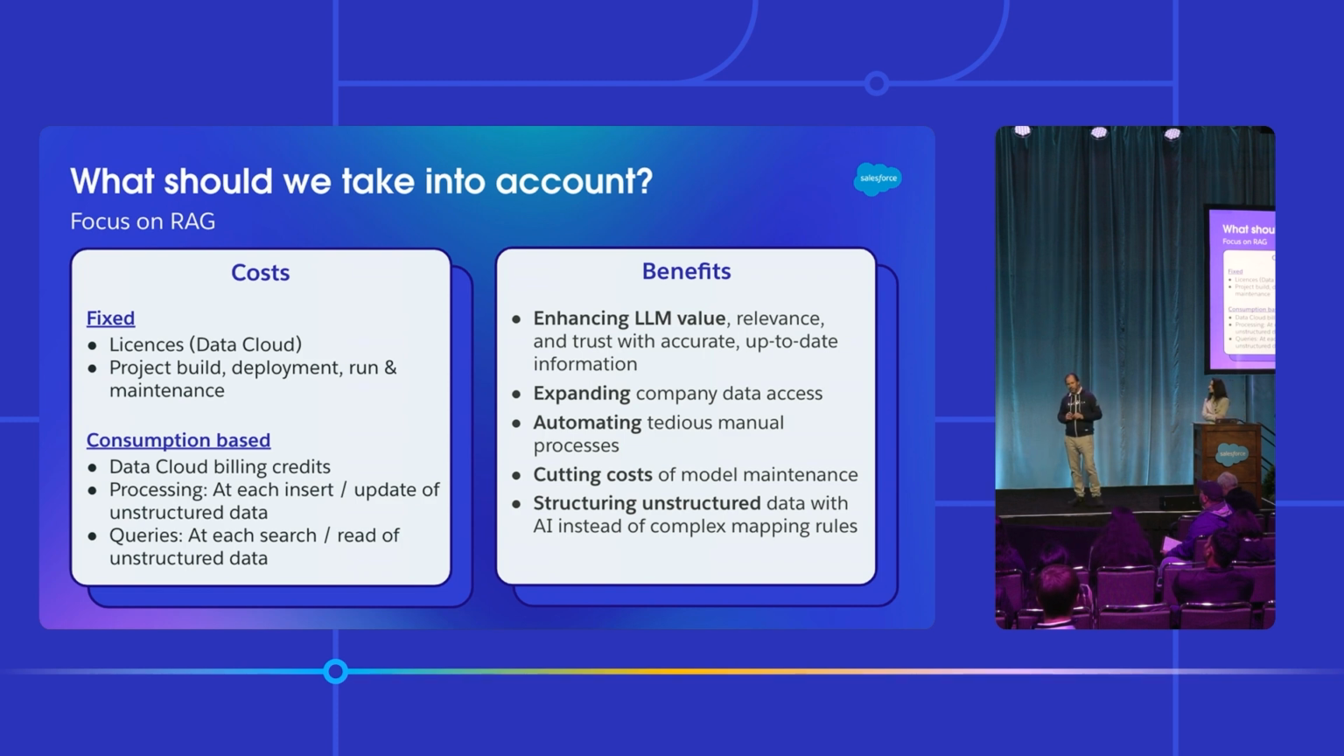In terms of cost, two categories. Fixed cost: of course, we need licenses, for instance the Data Cloud licenses, and we need to consider also the time and money that will be used to build the project, to deploy, run, and maintain it. We also have some consumption-based costs, because we will consume Data Cloud billing credits when we load, insert, and update the files and the unstructured data, but also when we query it. Each time we query, each time we execute the prompt, the agent I showed you just before will consume some credit.